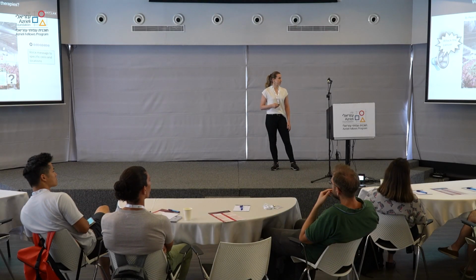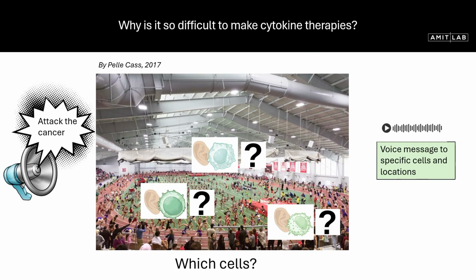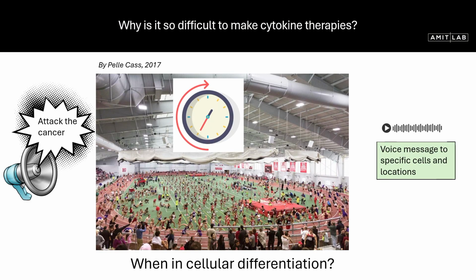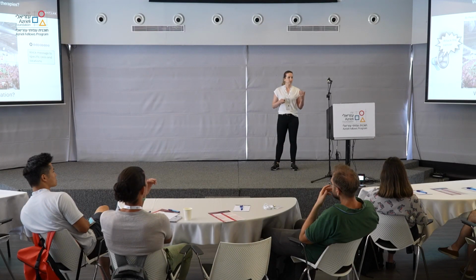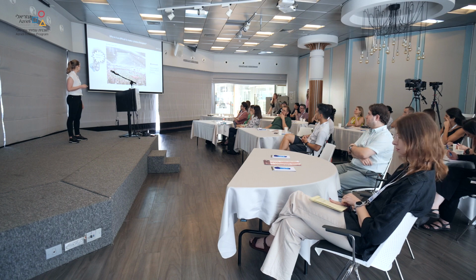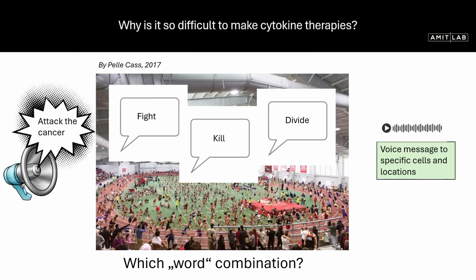We need first to answer some questions, like which of the cells should hear the cytokine words? Also, are there some locations which are better suited to be activated by cytokines? Then also, when immune cells enter this crowded field of the tumor, they start to change their shape and to get deactivated. We don't know when in this process, which we call cellular differentiation, it is best to activate the cells with a cytokine. And also lastly, there are many different cytokines. Which word combination is the best? This we also still need to find out.